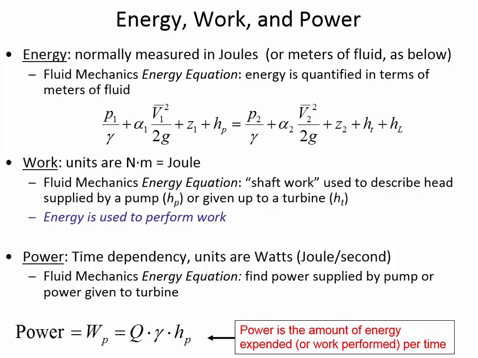And so, of course, there's efficiencies that also have to be accounted for, and we'll look at that today. But here's the power equation, and it gives us units of watts when you multiply cubic meters per second of flow rate by newtons per meter cubed, which is our unit weight, and meters of head. It turns out to be watts.